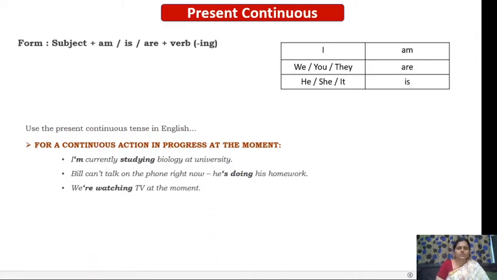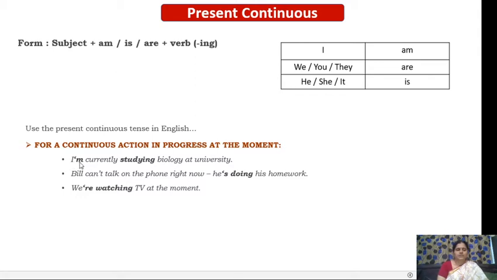Let us see the uses of this present continuous tense. Which actions are put in present continuous? For a continuous action in progress at the moment is the thing which you have to remember. So if something is in progress at the moment, to express that action we use this present continuous form. I am currently studying biology at university. So at the moment the action is in progress.